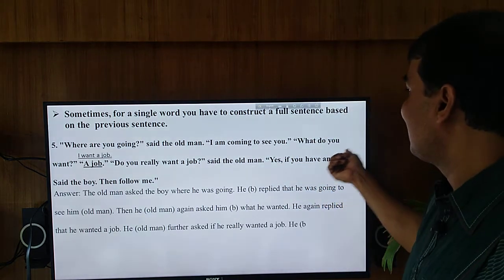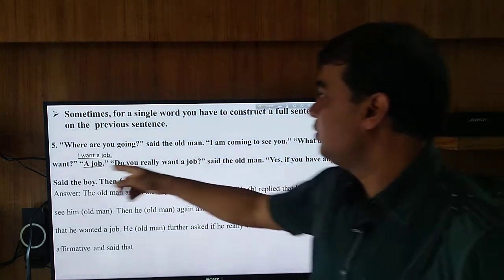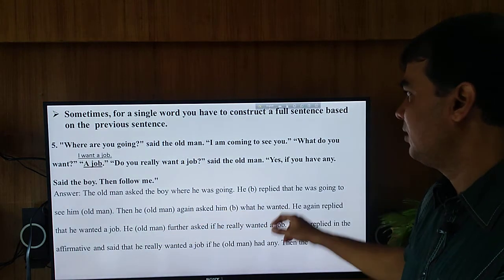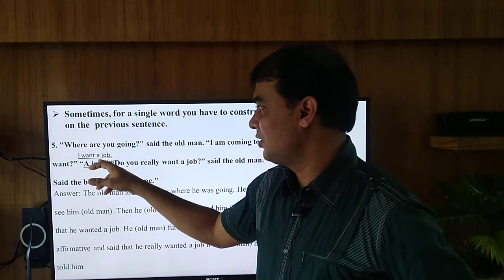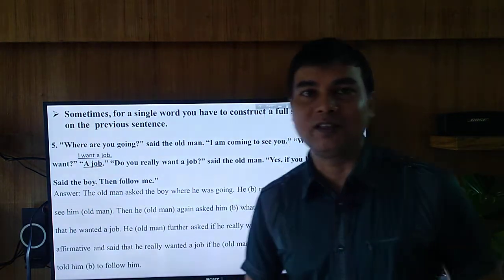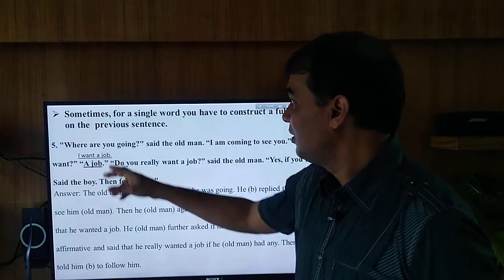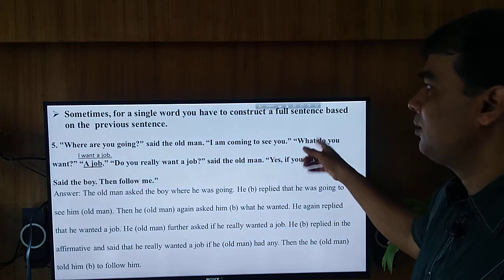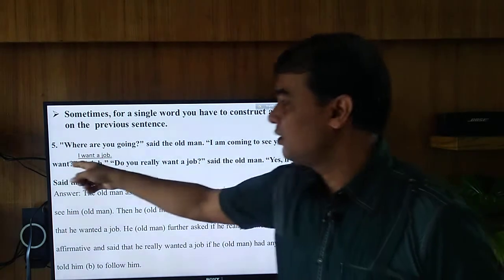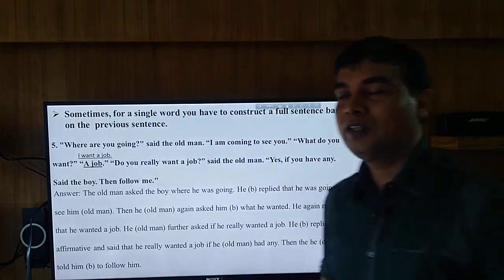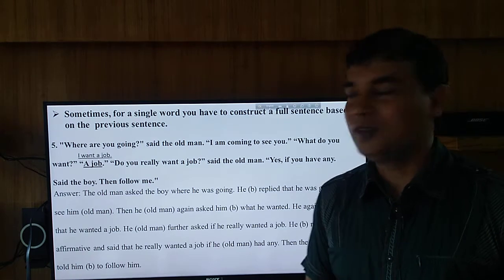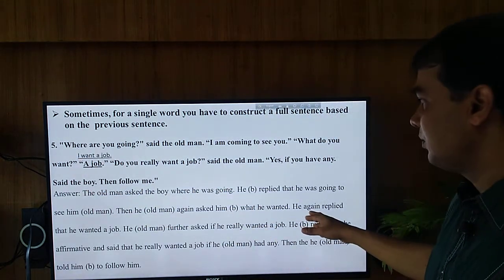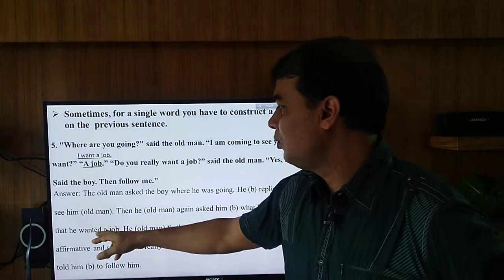Then the old man is again asking the boy, what do you want? The old man again asked him what he wanted. Now you see, this is very interesting. A job. This is not a full sentence. So you have to imagine what would be the sentence based on the previous question. Previous sentence: what do you want? So naturally, the boy will say, I want a job. So here a job means I want a job. So we can write down. He again replied that he wanted a job.